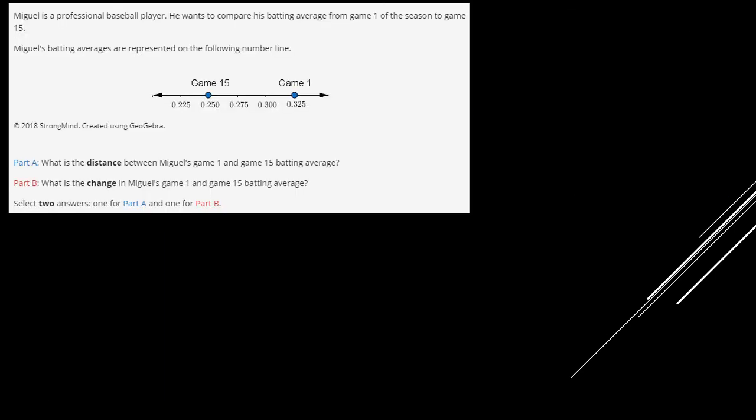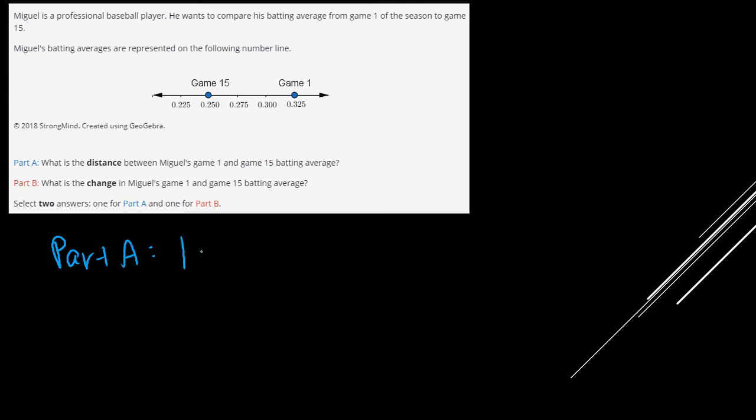Whoops. Talking about Miguel now. So Miguel is a professional baseball player. He wants to compare his batting average from game 1 of the season to game 15. And we have this number line that represents his batting averages. So it looks like on game 1, his batting average was a bit higher because this number is bigger than this number. Part A is asking us what is the distance between Miguel's game in game 1 and game 15.